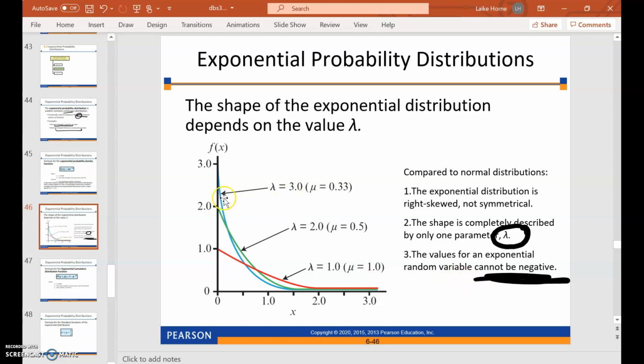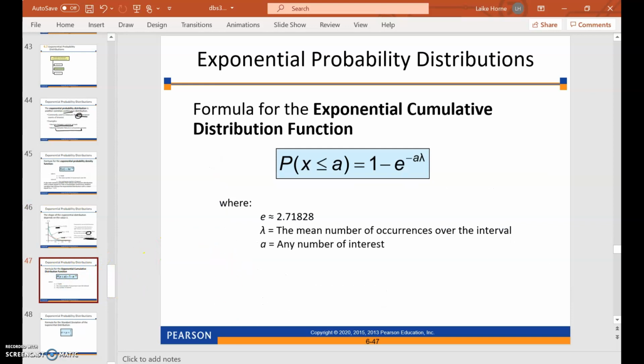So if you see the three different lines, the blue line has the highest lambda, and the mean is 0.33. Then for the green line, lambda is 2. And then for the red line, lambda is 1.